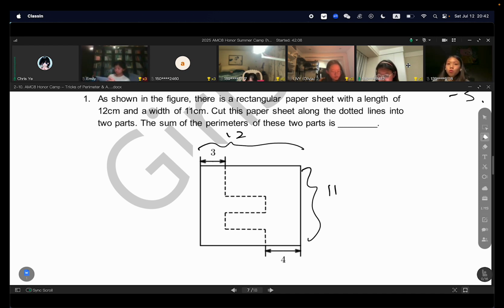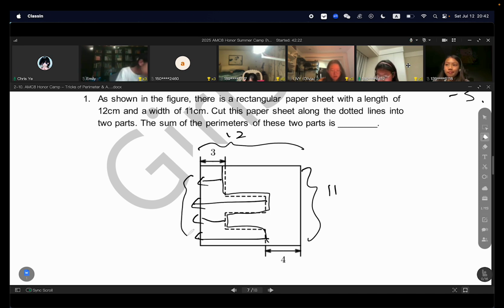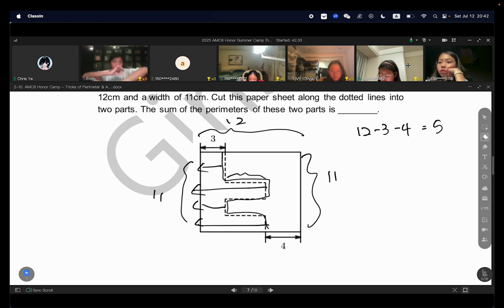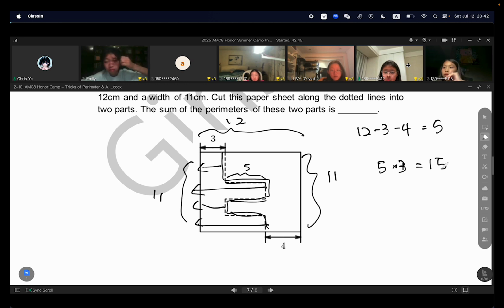So again, we just need to find out what the length of this dotted line is. The way that we find it is at first we know that by translating, we can get this is 11. And now we just have to find what these parts are. So that's going to be 12 minus 3 minus 4 equals 5. And there are 3. So 5 times 3 equals 15. And 15 plus 11 equals 26.